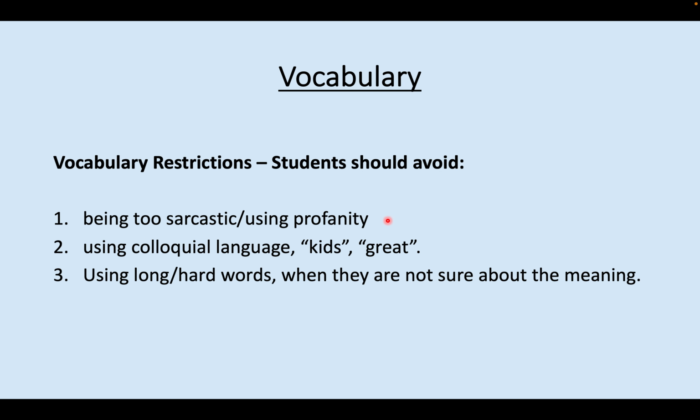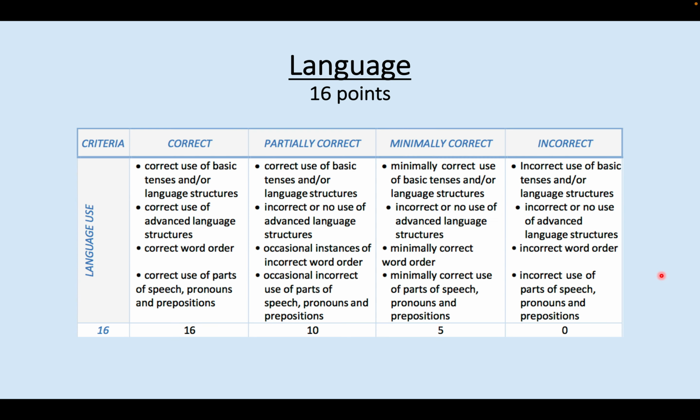Of course, you do not want to be sarcastic. You want to try to use less colloquial language. So instead of kids, use children. And don't use a long word if you don't know what the meaning is, because that can end up sounding ridiculous. Language. So language is grammar.